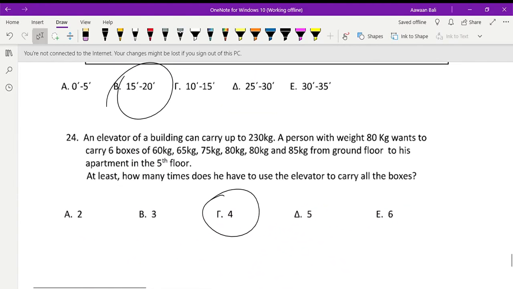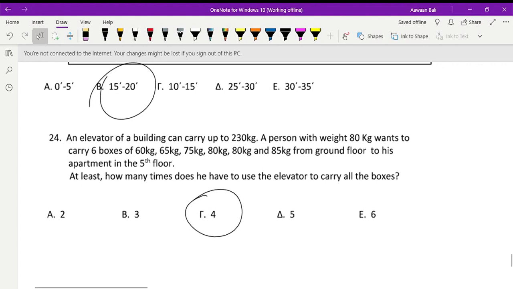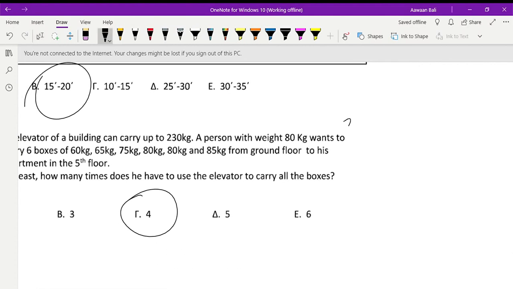Question number 24. An elevator of a building can carry up to 230 kilograms. A person with a weight of 80 kilograms wants to carry 6 boxes of 60 kilograms, 65 kilograms, 75 kilograms, 80 kilograms, 80 kilograms, and 85 kilograms from the ground floor to his apartment on the 5th floor. So, at least how many times does he have to use the elevator to carry all the boxes? So first we do 230 minus 80.